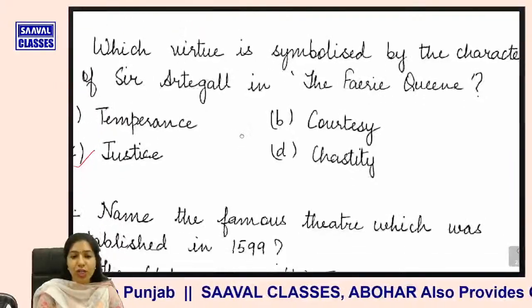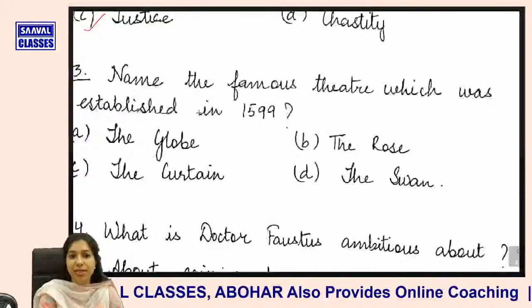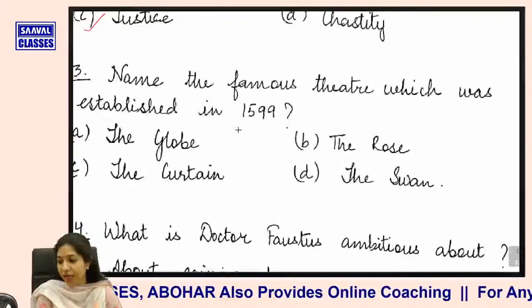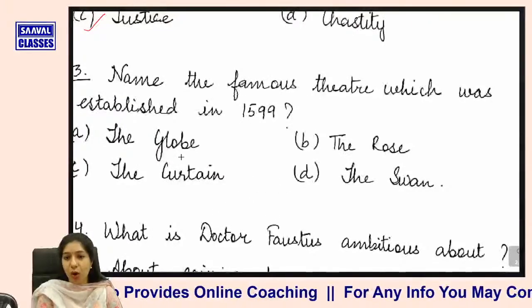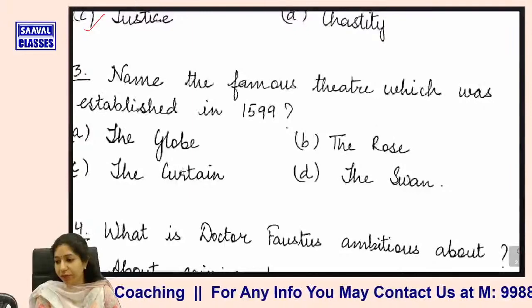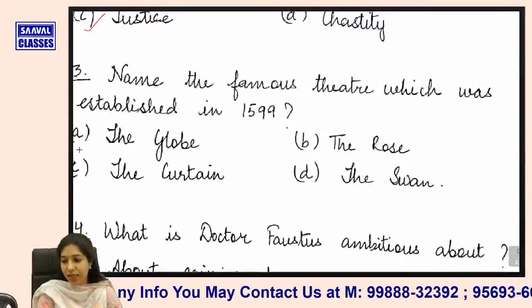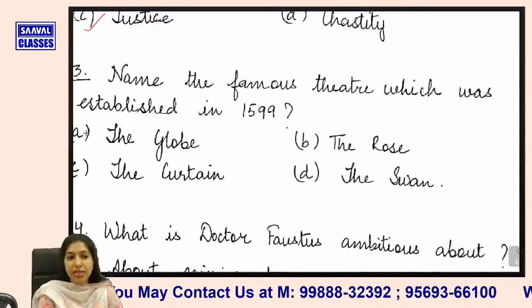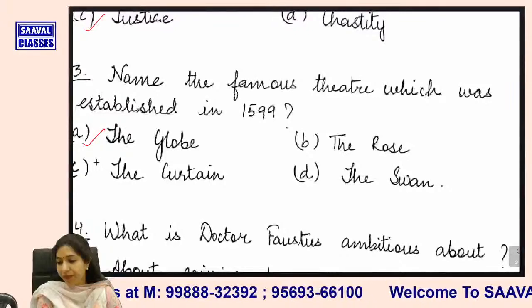Now we move on to question number 23. Name the famous theatre which was established in 1599. The Globe, the Rose, the Curtain, or the Swan? Which was the famous theatre which was established in 1599? The correct answer is, it is the Globe. Option number A. Very good.